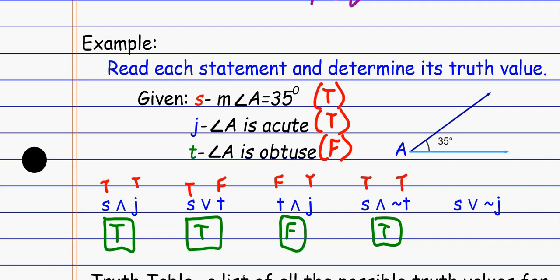And then this one, we've got a true statement for S. The opposite of J would be false, so the negation of J, not acute, is a false statement. But this is an or, and remember, with or, only one of these pieces has to be true. So true or false gives us a reading of true. Only one piece has to be true in order to make the whole thing true. With and, both pieces have to be true, while with or, only one piece has to be true.